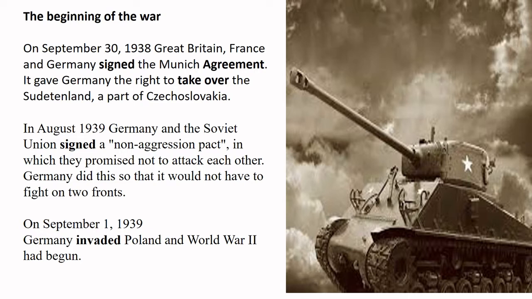It was clear that Poland, on Germany's eastern border, would be the next target. Great Britain and France promised to help Poland if it were attacked. In August 1939 Germany and the Soviet Union signed a non-aggression pact, in which they promised not to attack each other. Germany did this so that it would not have to fight on two fronts. On the 1st of September 1939 Germany invaded Poland and World War II had begun.